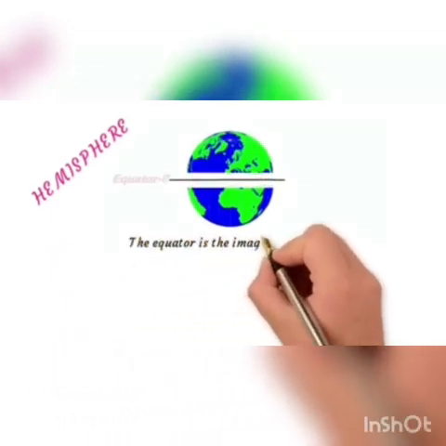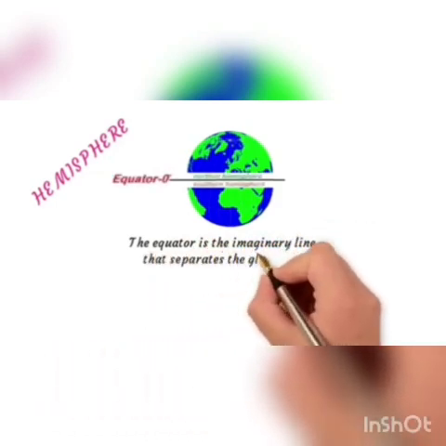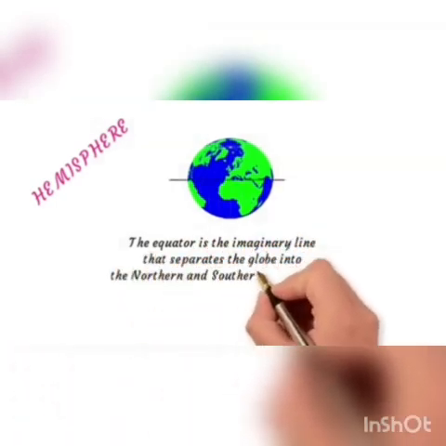Hemisphere. The equator divides the Earth into two hemispheres, the Northern Hemisphere and the Southern Hemisphere. The equator is located at 0-degree latitude.